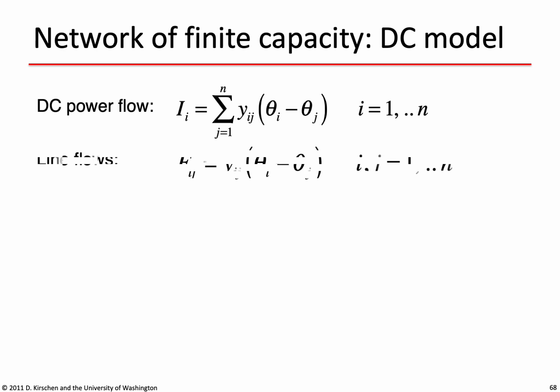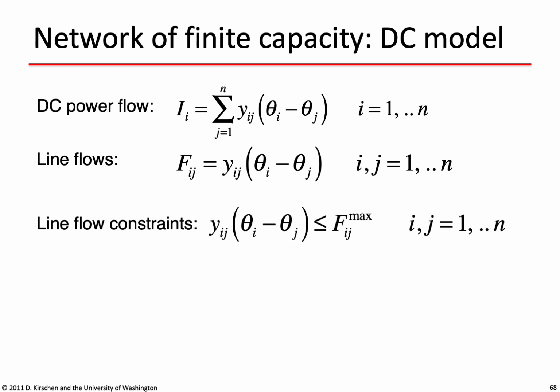The line flows in this DC model, for example the line flow between buses i and j, F_ij, is equal to Y_ij times (theta_i minus theta_j). Therefore, the line flow constraints can be expressed as Y_ij times (theta_i minus theta_j) less than or equal to F_ij max for all i and j.